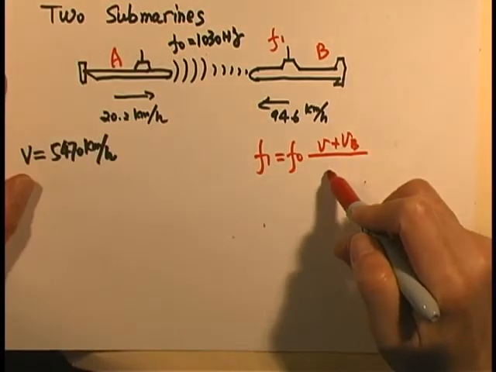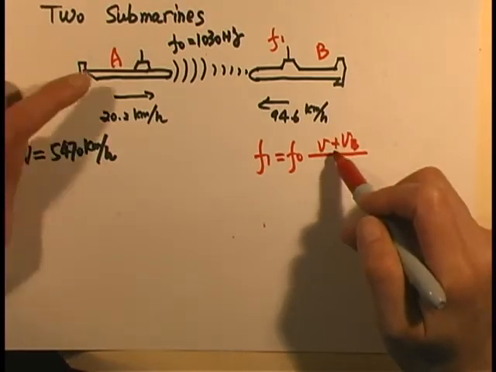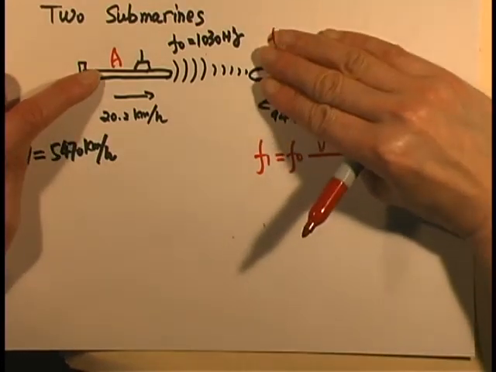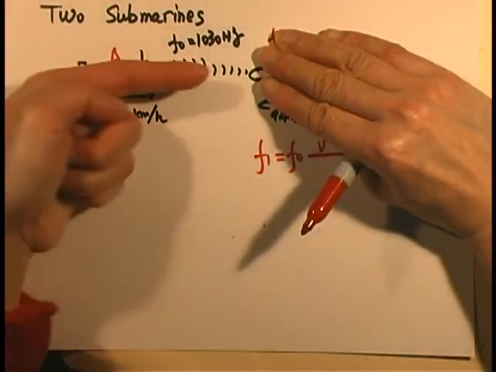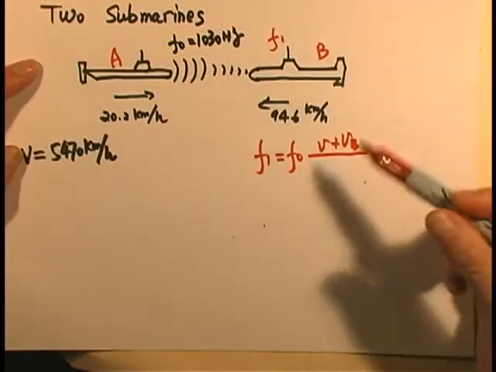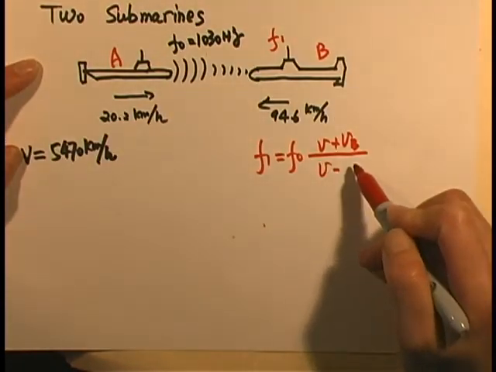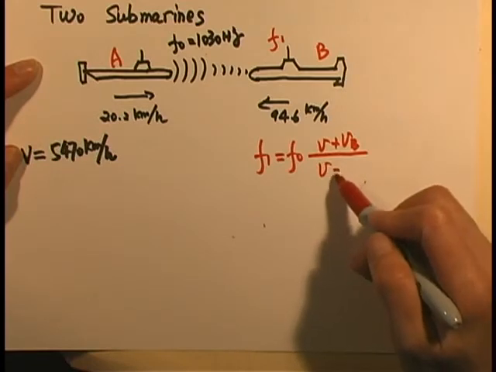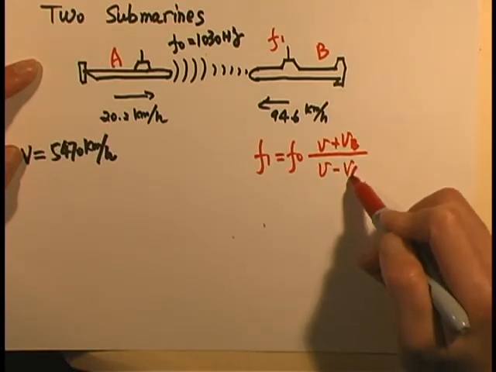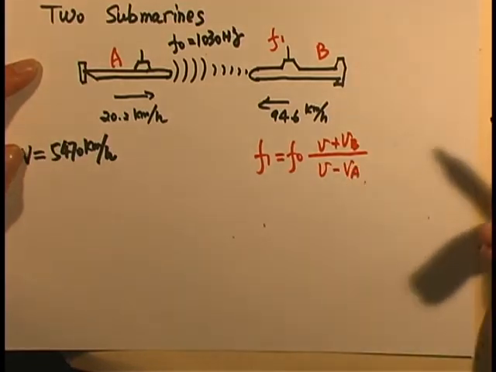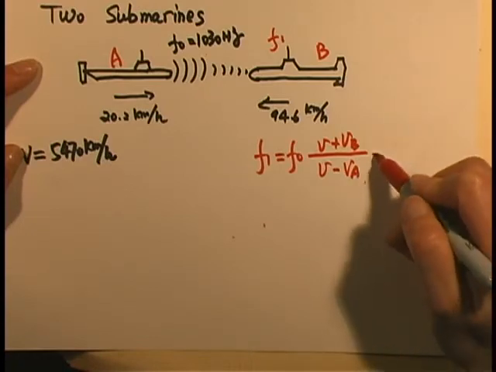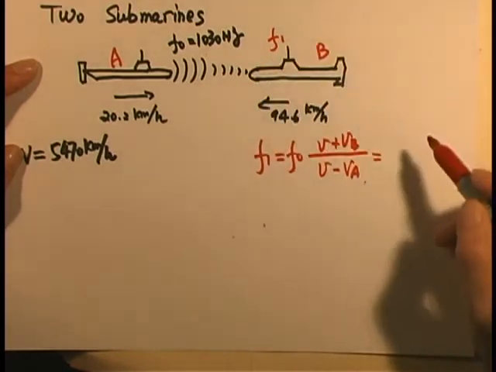And then when you judge the denominator, which is about the source, you assume this one does not move, and due to the motion of the source towards the observer, we have V minus, because it receives high frequency. You do minus V of A for the denominator. This is the frequency received by the first, for submarine B.